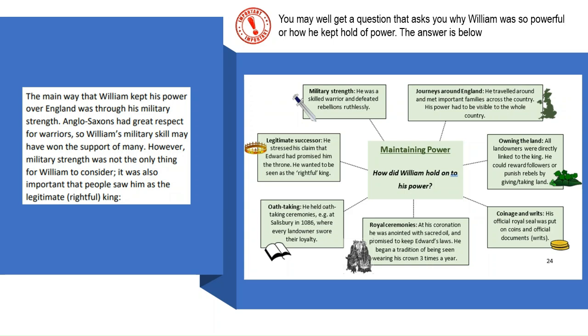He has total control. And coinage and writs. His official royal seal was put on coins and documents. You could only use the king's coins. He could control the money.